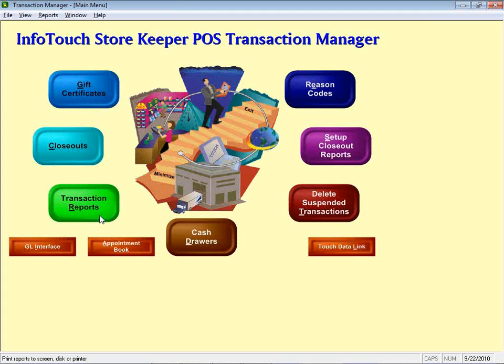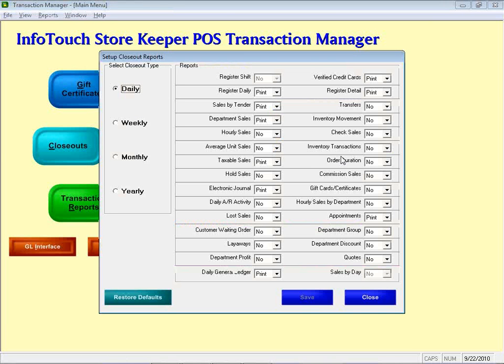So I mentioned we have a ton of these reports. It turns out with the Setup Closeout Report function that you can select which reports will automatically print at which of the 4 different types of closeouts we have. So we have daily, weekly, monthly, and yearly. And for each of those, you can independently set what reports are going to print when. So normally, we're going to print the registered daily report.